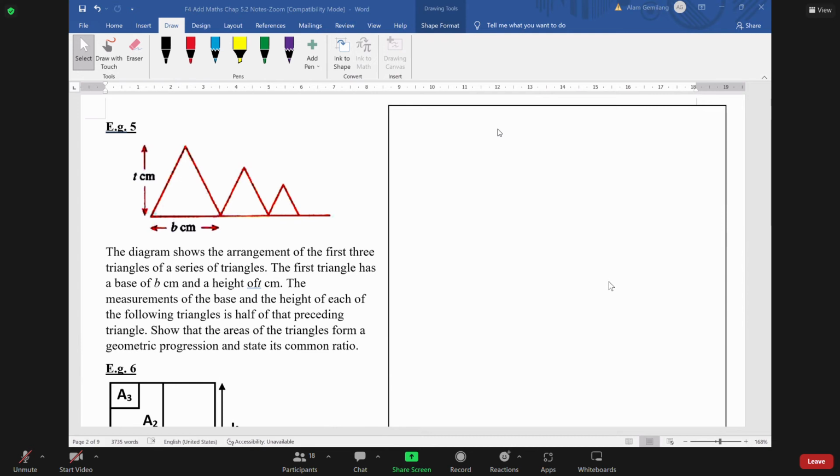So this one I already told you is a geometric progression of areas. So you need to give me the common ratio. So what's the common ratio?